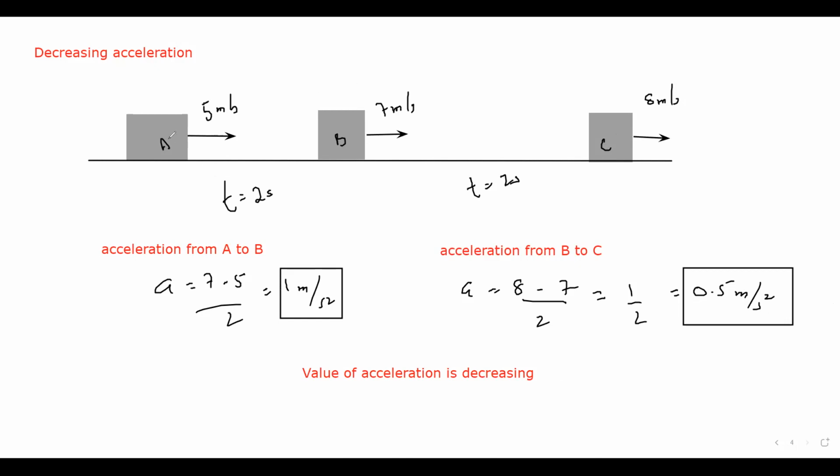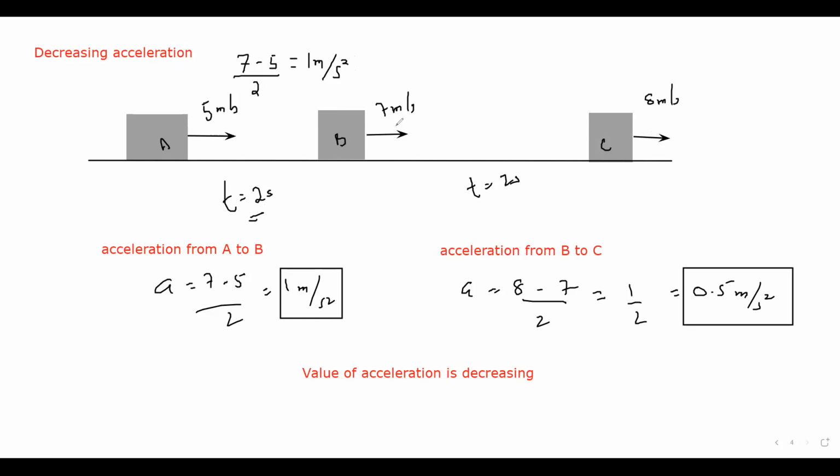When you calculate the acceleration, acceleration is change in the velocity divided by time. So what is the change in the velocity from A to B? The change in velocity is 7 minus 5. And what is the time interval? The time interval is 2. So 7 minus 5 divided by 2. So the change in velocity divided by time, you will get acceleration as 1 meter per second square.